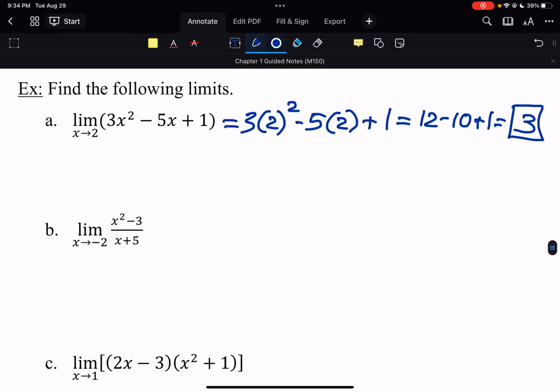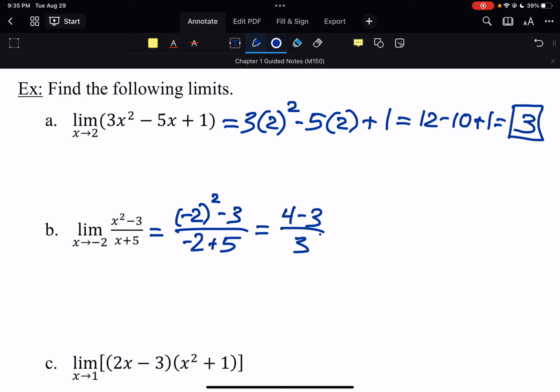For the next example, this is a rational function, and if we were to try direct substitution here, we wouldn't have any problems. There could be an issue if this became a zero in the denominator, because that's not allowed mathematically. But that's not the case here. So let's go ahead and use, again, direct substitution. So we get 4 minus 3 over negative 2 plus 5, so that's 3. So we get 1/3.